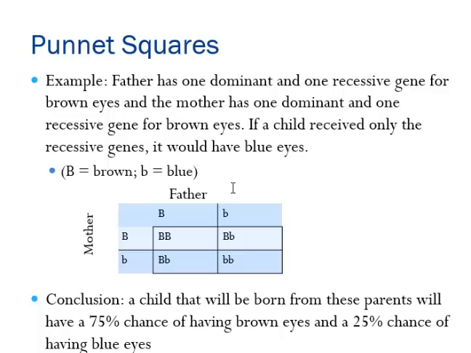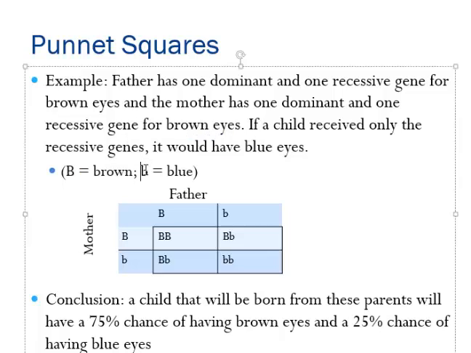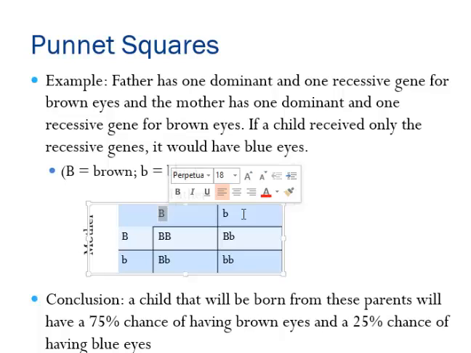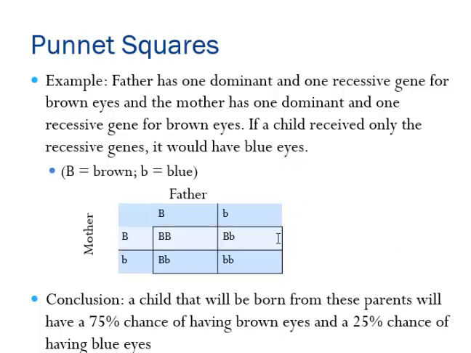Let's take an example. A father has 1 dominant and 1 recessive gene for brown eyes, and the mother has 1 dominant and 1 recessive gene for brown eyes. We'll call big B brown and little b blue. What is likely for the child to have? For this Punnett square, you put one parent up here and one parent on the side. The father has 1 big B for brown and 1 little b for blue. That's the father's genotype. And the mother's genotype is also 1 big B and 1 little b. So you draw a little grid and see what the combinations establish.